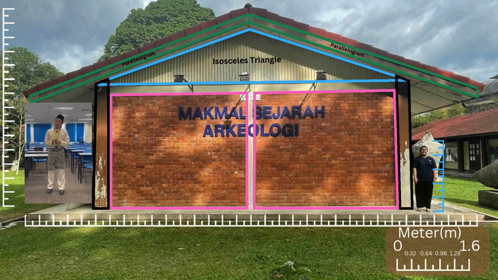5.94. Okay, for the interior angle, the shape that has 4 edges will have 360 degrees, while for a triangle, which has 3 edges, it will have 180 degrees.